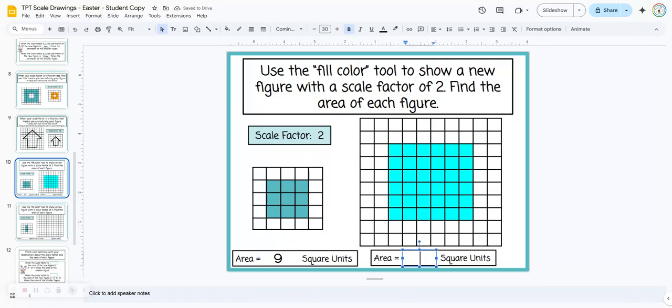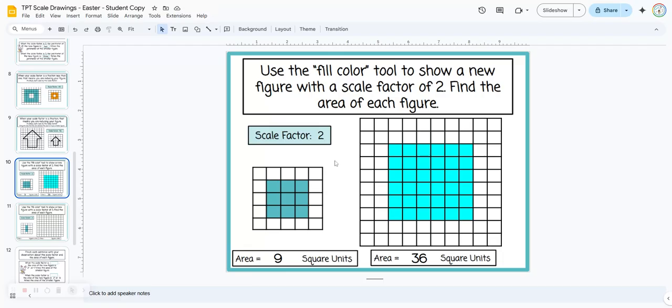The second drawing is going to be 6 by 6 or 36 square units, and you might want to ask the students how they can predict what the new area is going to be. So the new area is going to be the original area multiplied by the scale factor squared. When we're talking about area, it's going to be multiply the original area by the scale factor squared. So 2 squared would be 4. If we multiply 9 times 4, we get 36.